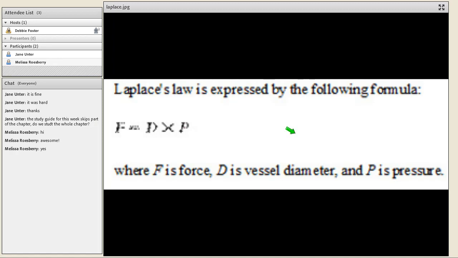diameter times pressure. So what this is trying to tell us is essentially that if you change the diameter, you're going to change the force. If you change the pressure, you're going to change the force. So it's just a direct relationship, vessel diameter and pressure. And we use Laplace's law to try to understand how, when we don't have blood supply, what happens with flow. Why don't we get flow in certain places?